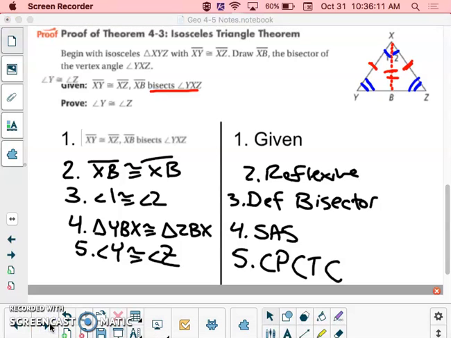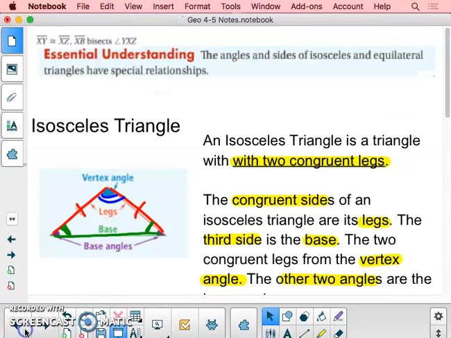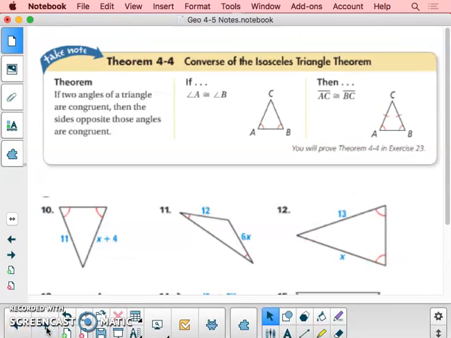All right, moving on to some more examples with that. So this does have a converse before I get too far. It does have a converse. This one's going to say if the base angles are congruent, then the sides opposite are congruent. So it's saying if you see the two base angles congruent, that means it has to be an isosceles triangle. Okay?